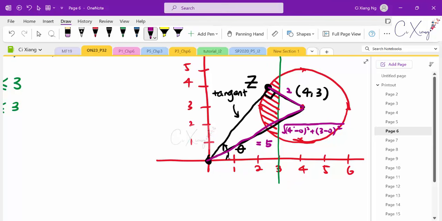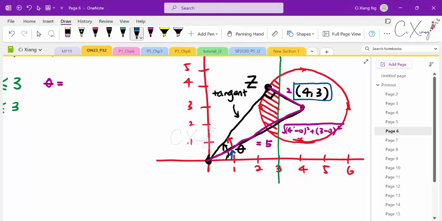How can I get theta? To get theta, you will need to add two angles together. One angle is the one inside the triangle. Then the other angle is the argument of the point 4, 3.